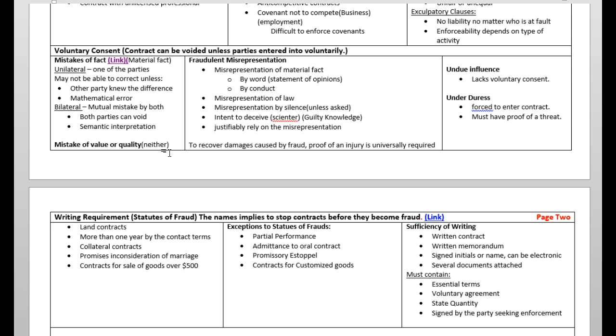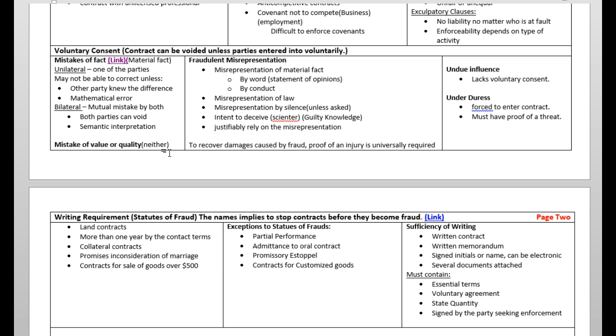The final thing we look at is the statutes of fraud, which basically lays out the written requirements for a contract. The name implies it's to stop contracts before they become fraud. So what has to be in writing for a contract? Well, land contracts, any bit of personal property should be in writing. Anything that has to be recorded in a legal manner should be in a written contract.